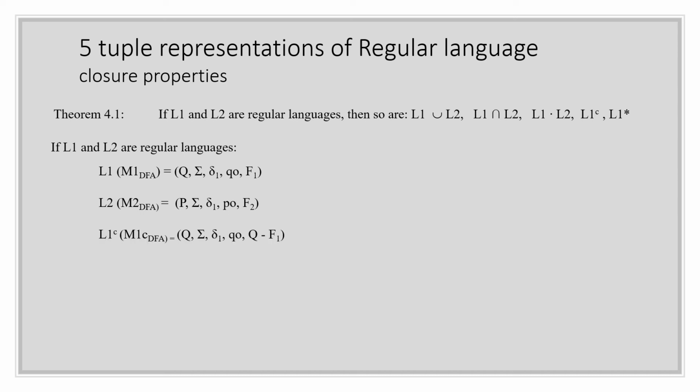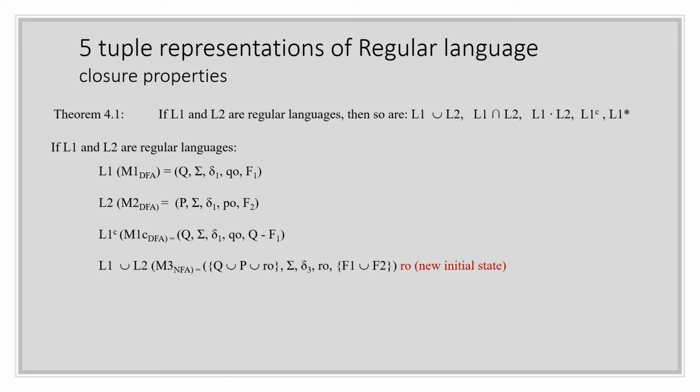If you want to represent the complement of the language as a 5-tuple, you would have your set of states, your alphabet, your transition functions, your same initial state, only your final states would not be the set of final states. It would be the set of states minus the previous set of final states. So changing the 5-tuple representation for the complement is very straightforward.